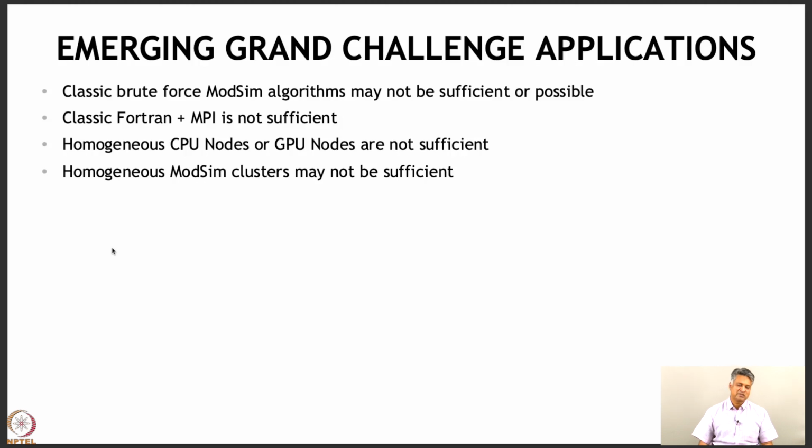Now, typically in the past, we would scale our problems over distributed machines by using legacy codes, using something like Fortran or C, combining it with MPI over distributed machines. Also, there's a clear distinction between what is a CPU and a GPU nowadays. In the future, such homogeneous CPU nodes and GPU nodes may not be sufficient. We might need to have combinations of both.